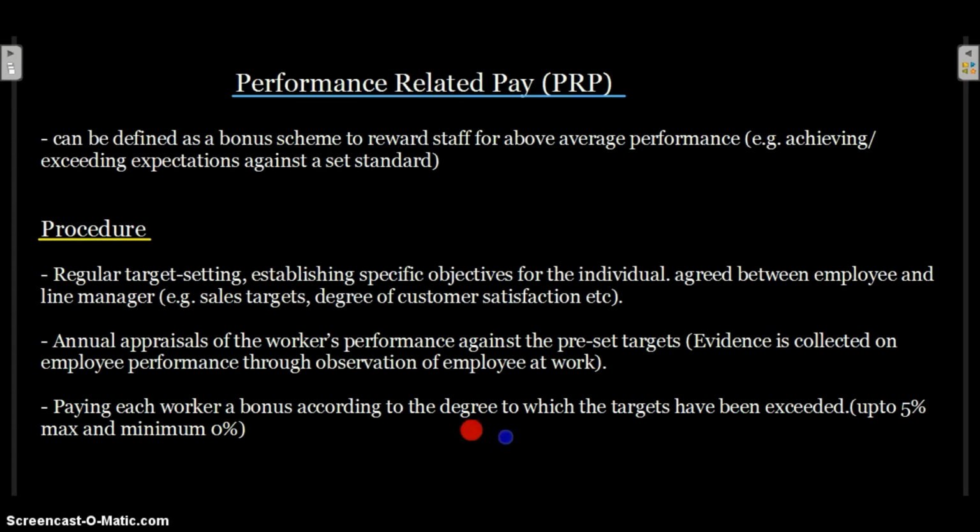Paying each worker a bonus according to the degree to which the targets have been exceeded. So they pay up to a maximum of 5%, or a minimum of 0%. This percent is of their normal salary, monthly or yearly. Yearly salary can also be understood by this. So let's suppose you had a yearly salary of $3,000, or let's just make it simple, $5,000 was your monthly salary.